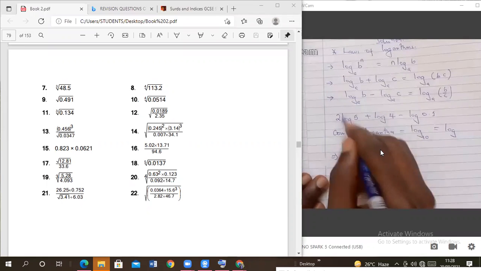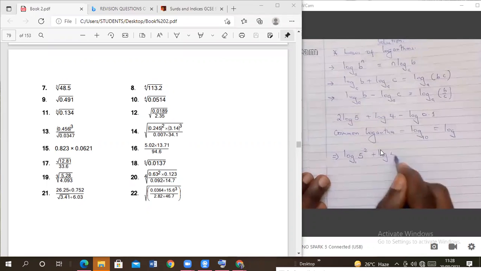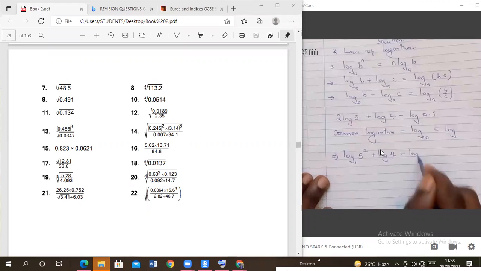2. This is the power. So which means you come and write it there. So plus log of 4 minus log.